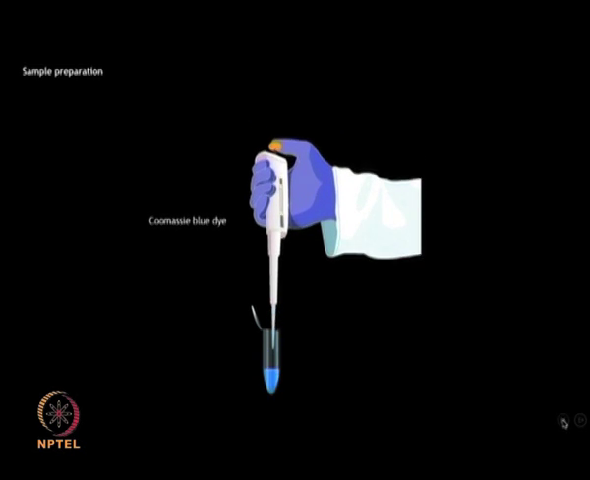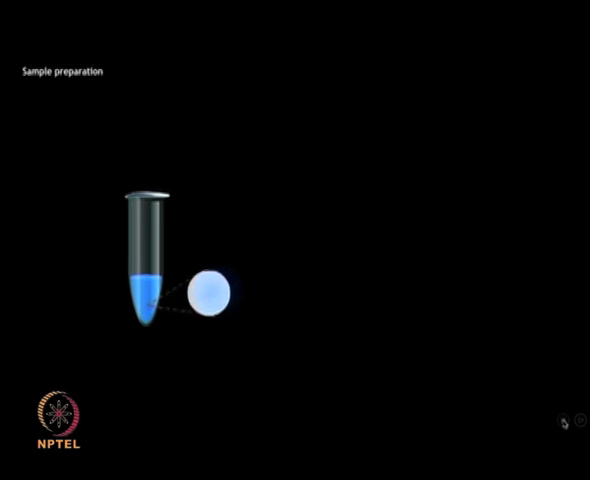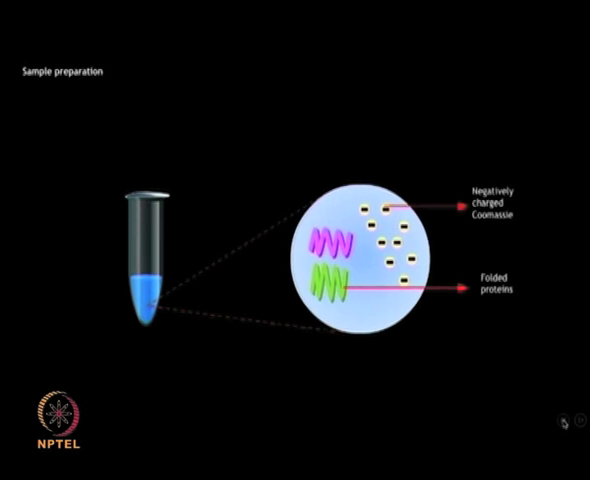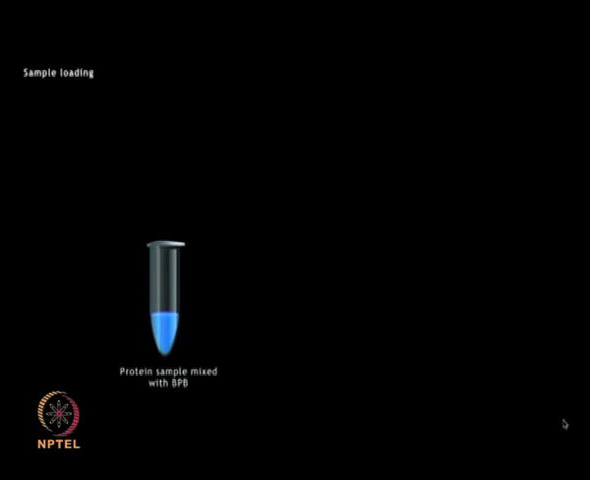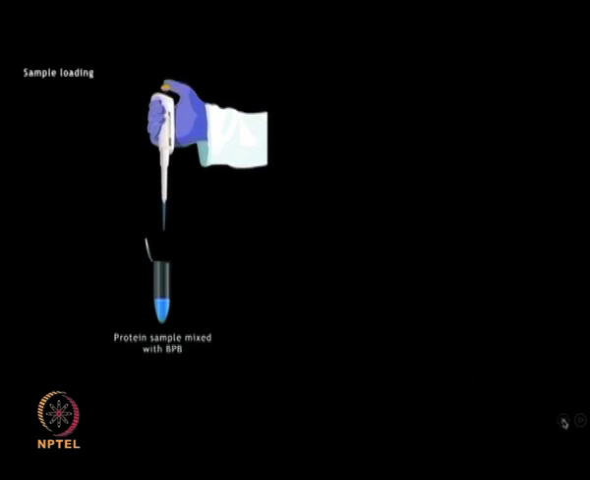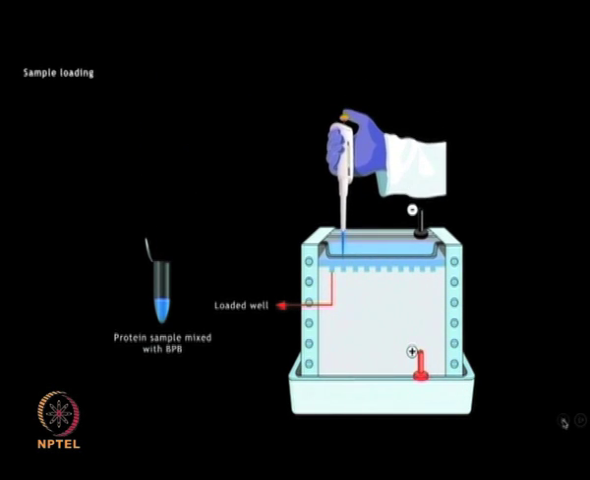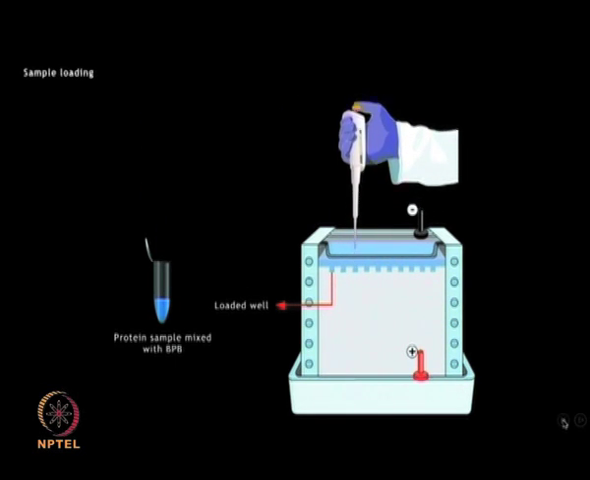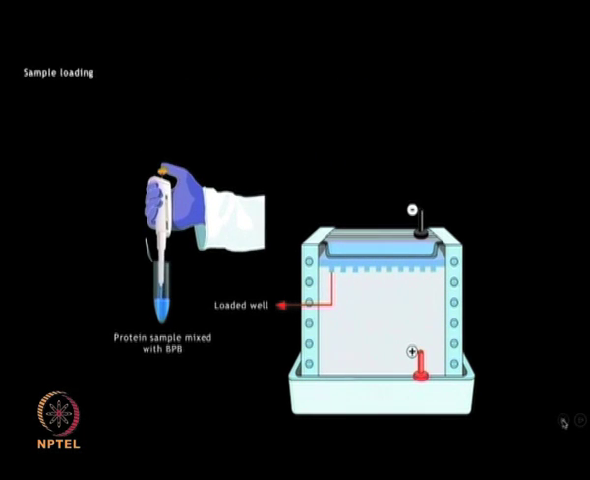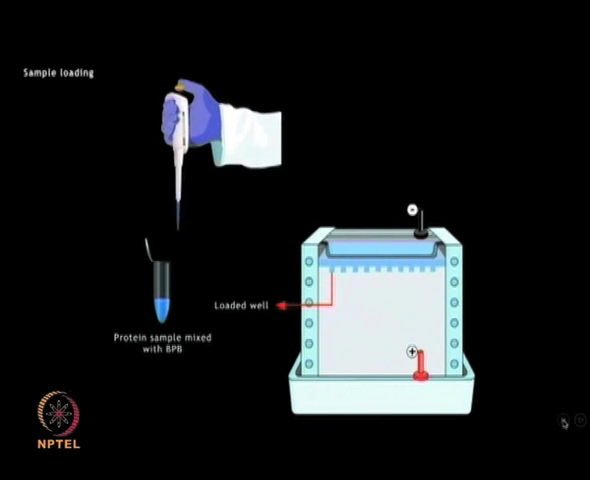Sample preparation. The protein sample present in a suitable buffer is mixed with Coomassie blue dye, which provides the necessary charge to the protein complexes, thereby facilitating their separation in the gel. Unlike SDS, the dye does not denature the protein, but binds to them in their native state. The protein samples are then loaded into the wells with the help of a micropipette. As it is shown in the animation, you have different wells to load different protein samples. You can use one of the wells to add known or standard markers, and other wells can be used to separate the unknown proteins.